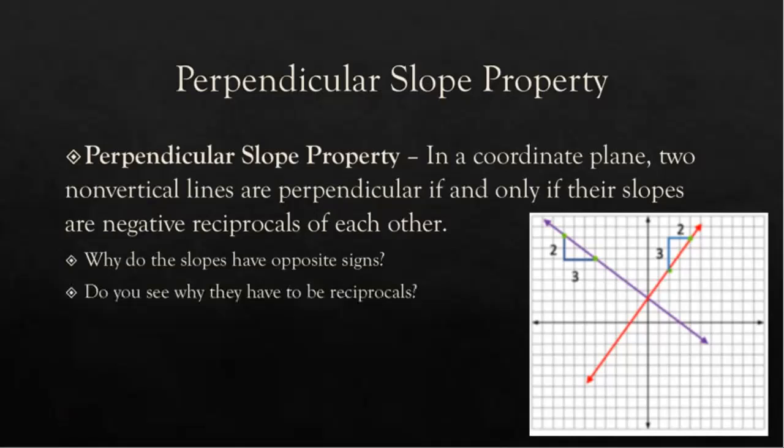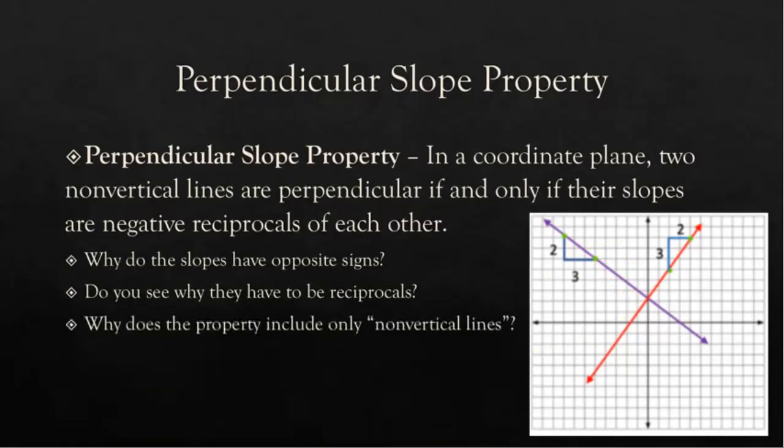Do you see why they have to be reciprocals? When they're 90 degrees apart, it's going to swap the direction of the X and the Y's, right? The X goes out and the Y goes up. If you were to swap those, that would be the opposite or the reciprocal of, and that is what the 90 degrees or the perpendicular lines will form.